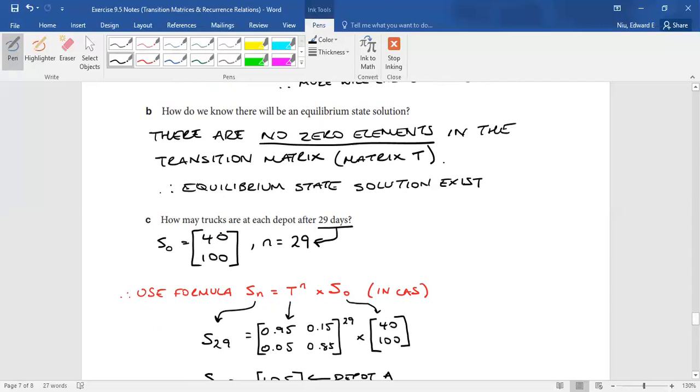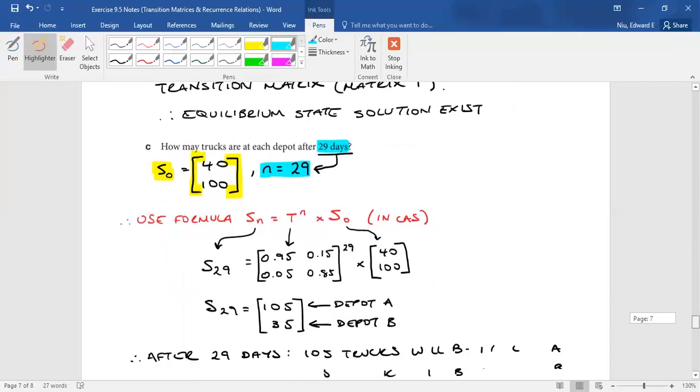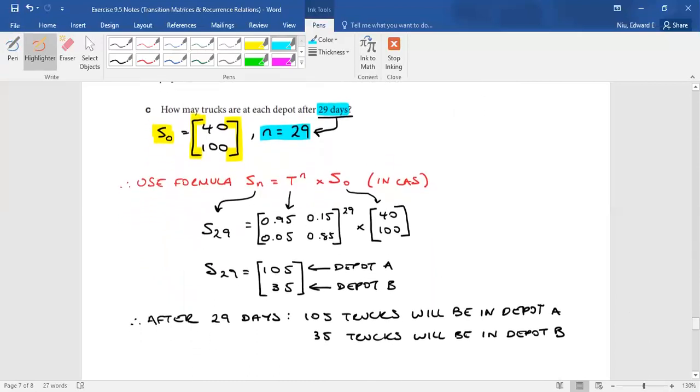So part C, how many trucks can we expect at each depot after 29 days? Aha. So this is basically what we did in the first example. This is our S0 that we color coordinated in yellow. Our N, which we had in blue. And our formula that we are so familiar with, hopefully by now. So how many trucks can we expect? Well, if our N value is 29, we got to replace everything that's got an N with 29.